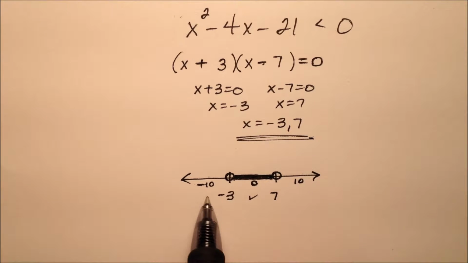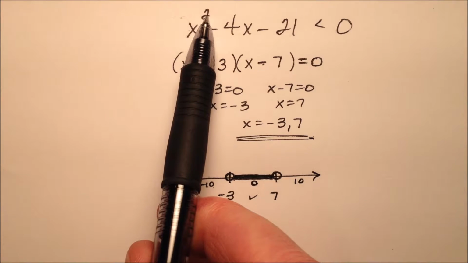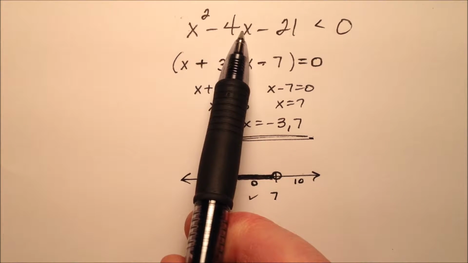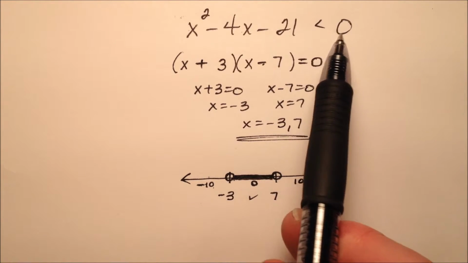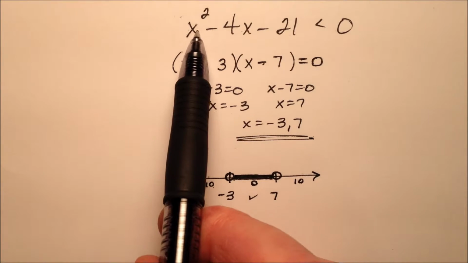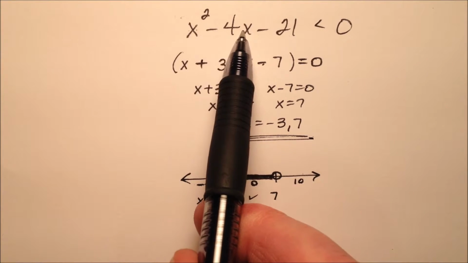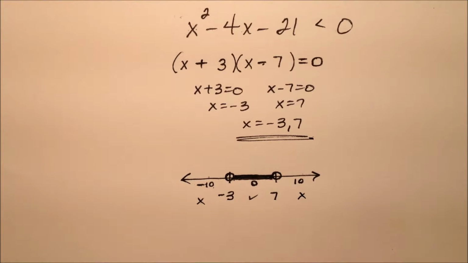Okay, so let's go ahead and grab the other points. Negative 10. So negative 10 squared is 100, and then plus 40 is 140, and minus 21. Well, that's much too big. That's not going to be less than 0, so that's going to be a no-go. 10, you're going to see the same thing. 10 squared is 100, minus 40 is 60, and then that's still not going to be less than 0.